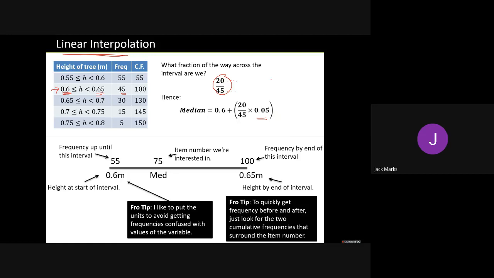So this is something that we do with grouped data to more accurately estimate where maybe a median will be. But this doesn't have to just be a median. We could have done this for quartiles as well.